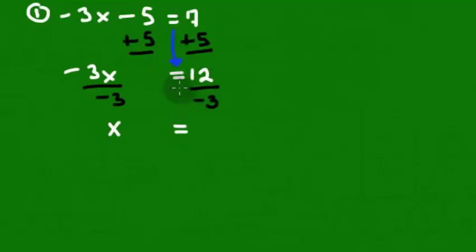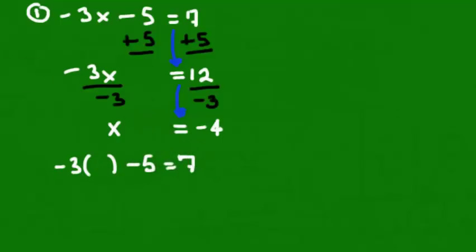Okay, I'm going to exemplify that again with the arrow. And then on the right side, we have 12 divided by negative 3, which is negative 4. And there's our solution. Now, we're not really sure if this is the correct solution, at least not until we check the problem. So we're going to go back to our original problem. It was negative 3 times x minus 5 equals 7.